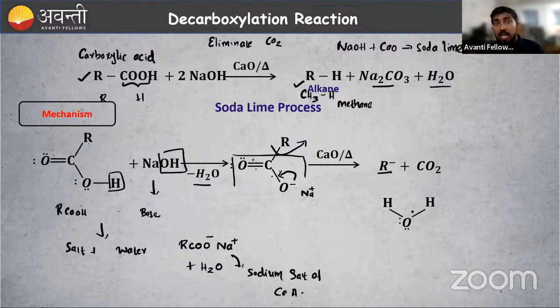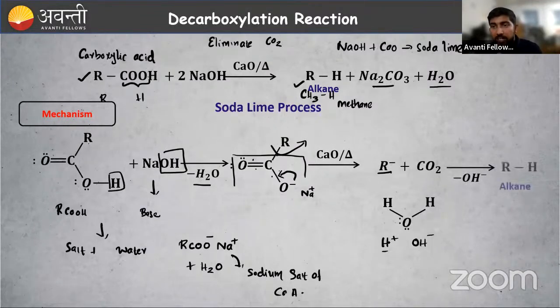Then what is happening next? Next, we have water. This is happening in aqueous medium. Aqueous means water is present. So in water, I can write H plus and OH minus. Here is R minus, here is H plus. They combine together, opposite charges, R minus and H plus, so I will get RH. RH means our alkane. So this is the process, this is the mechanism, these are the steps involved.